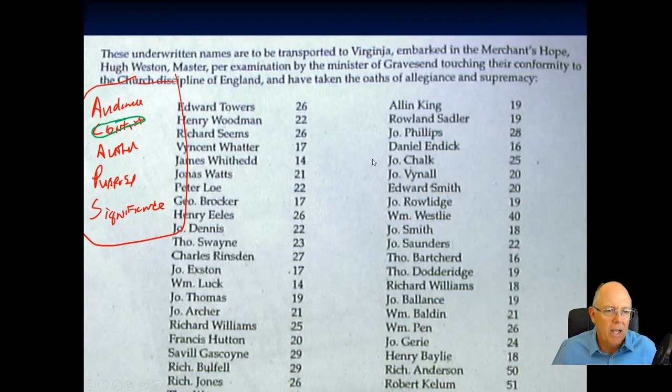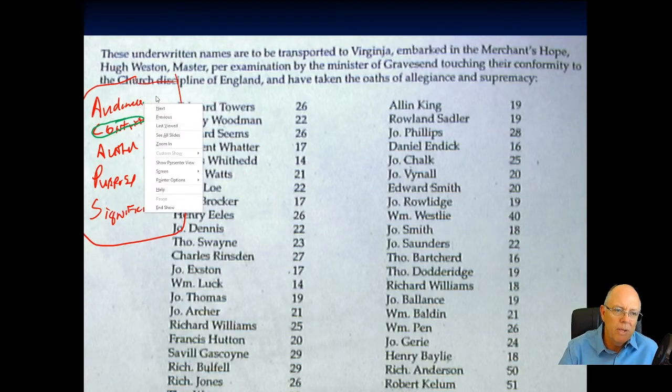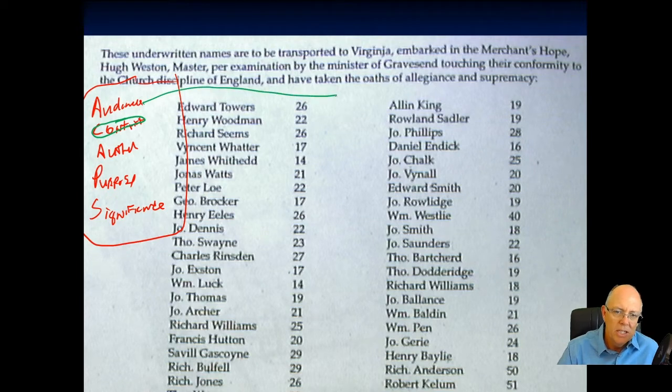So again, ACAPS. Audience is, who is this document aimed at? Who will be reading it? Did the author create it with an audience in mind? That's a factor. If you can understand the audience, then you understand the document a little bit better. The author is really important.